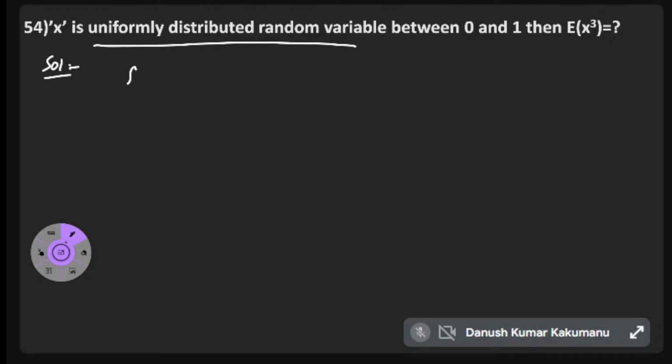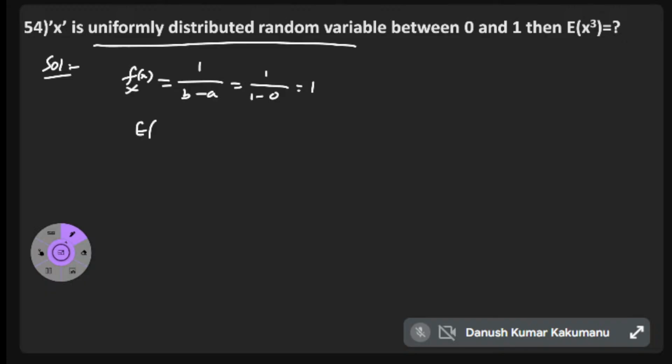What is the uniform distribution formula? 1 by b minus a. 1 by 1 minus 0. f of x is 1. PDF is 1. All of you know why we are taking the PDF. It is a uniform distribution. What is the nature of the random variable? Continuous. Then what is the question asking?